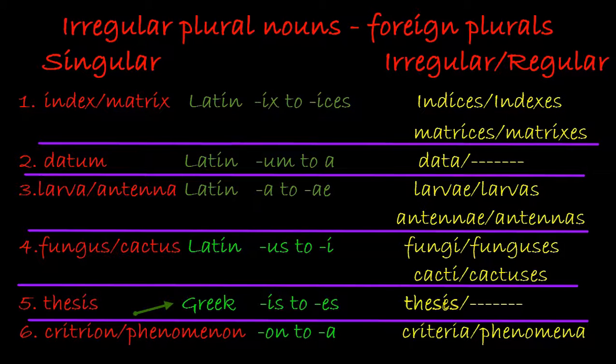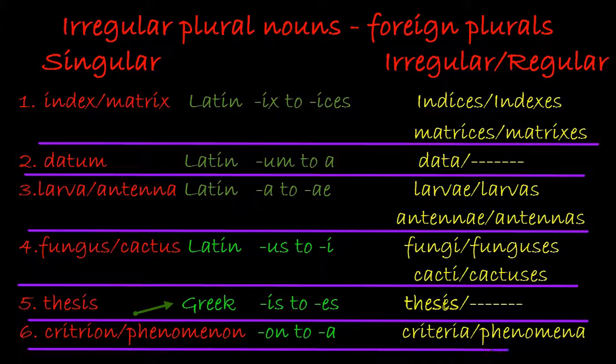This last one is also Greek, and it's the change from singular on to plural a, as in phenomenon. And in the plural it is criteria, or phenomena. And as with datum, there isn't really a regular plural form for criteria. Nobody says criterions, because the word criteria is so much better known.